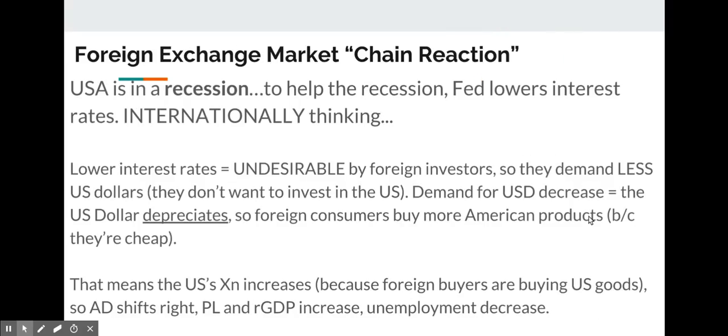So here is the chain reaction. And unfortunately, I think a bell is going to ring in about 20 seconds, so bear with me.